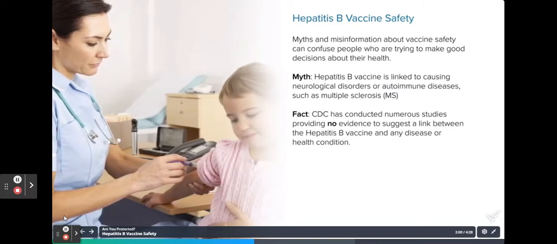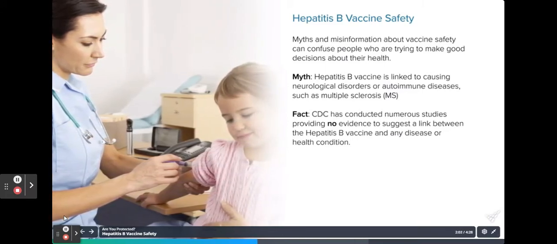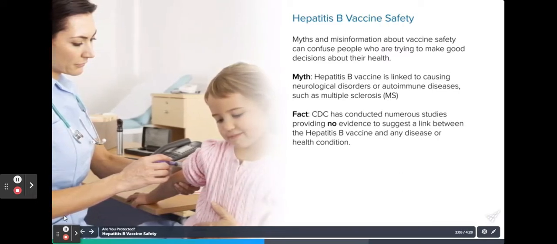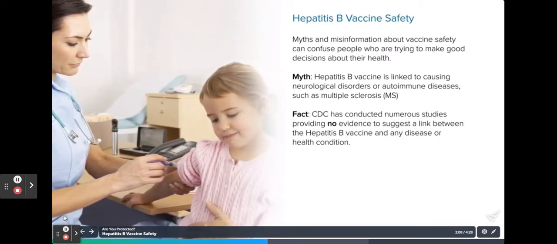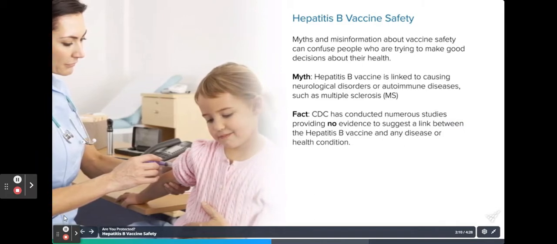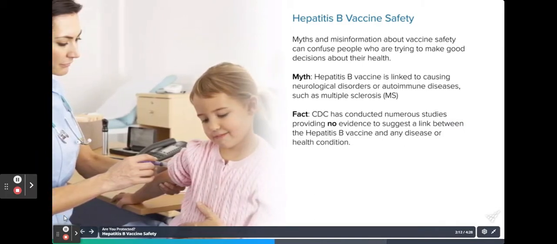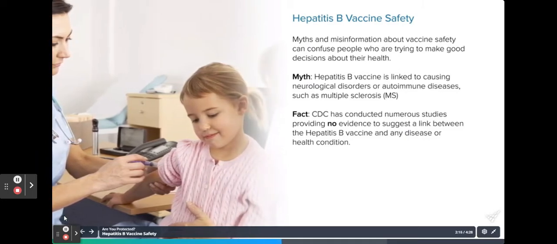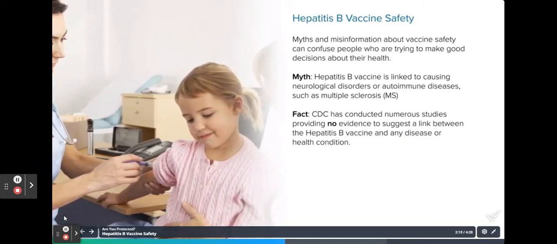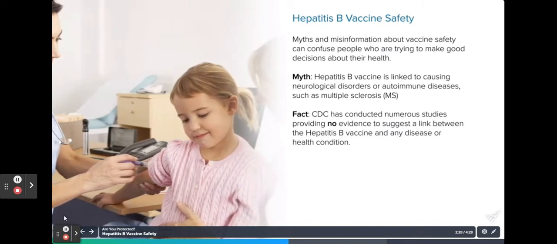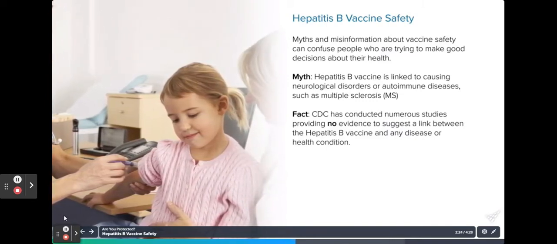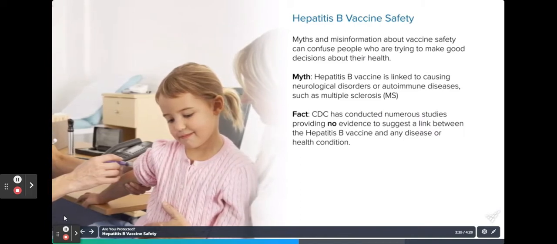One myth suggests that the hepatitis B vaccine is linked to causing neurological disorders or autoimmune diseases. However, vaccination is very common throughout the developed world, and while some of the sickness or reactions that follow may be caused by the vaccine, many are unrelated events that occur simply due to chance. Researchers at the CDC and elsewhere have conducted numerous studies that have been reassuring, providing no evidence to suggest a link between vaccines and any serious health conditions.